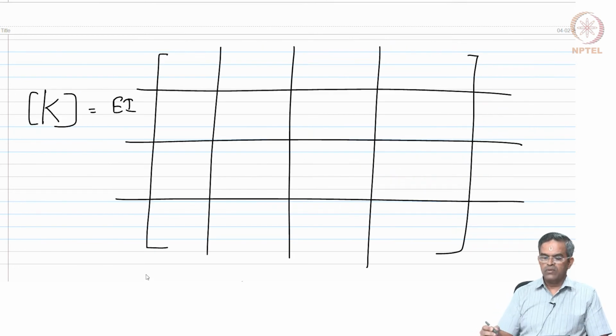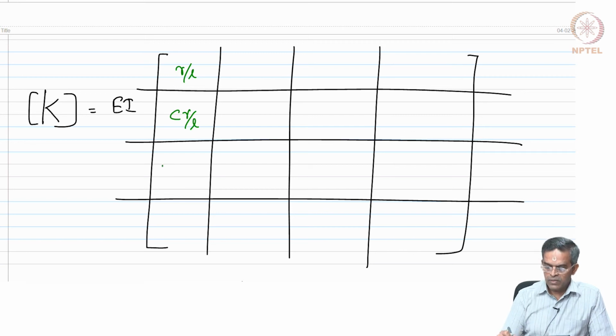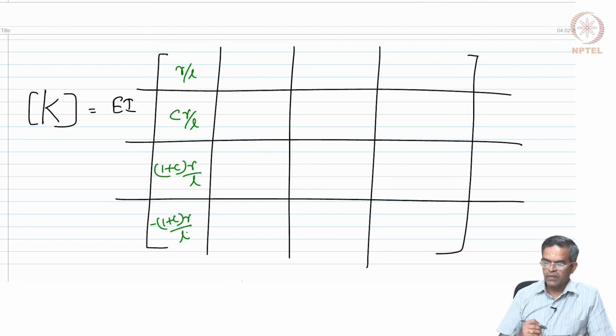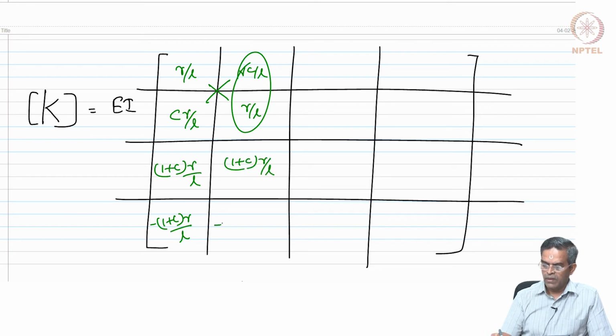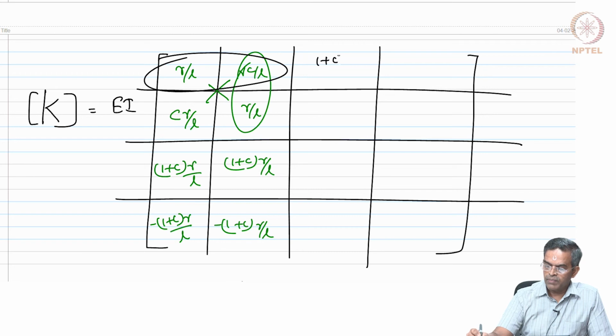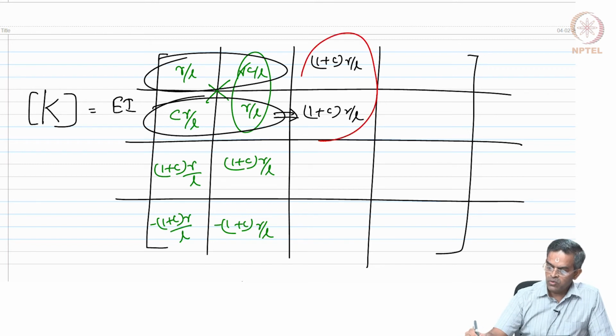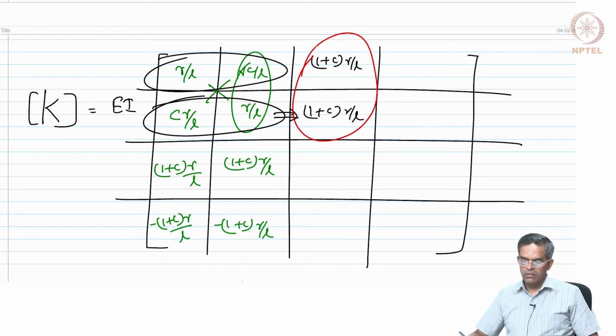So, let me write down this matrix. We already know this is R by L, this is C R by L, this is 1 plus C of R by L, this is minus of this. In the next column, I just interchange this. So, this is R by L, this is C by L, and sum of these two, this is R C by L. So, 1 plus C R by L, minus 1 plus C R by L, and the third column is the sum of these two by L. So, 1 plus C R by L, sum of these two 1 plus C R by L, then sum of these two by L, but I have to use by L square, right?